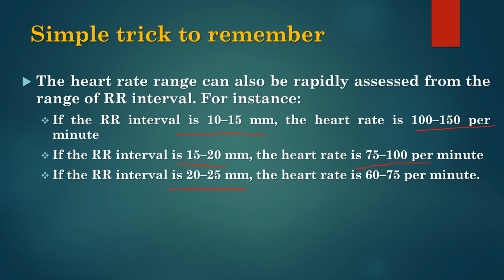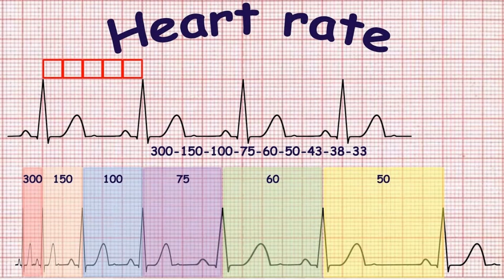And if the RR interval is 20 to 25 small squares, then the heart rate will be 60 to 75. That we can remember. This is how we can see the heart rate. If only one large square is there, then 300 divided by 1 is 300, so the heart rate will be 300. Here the RR interval is one large square.